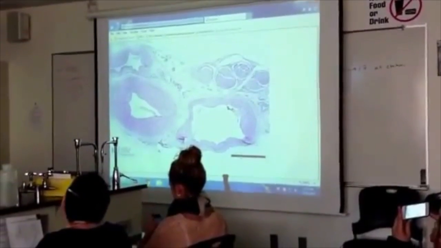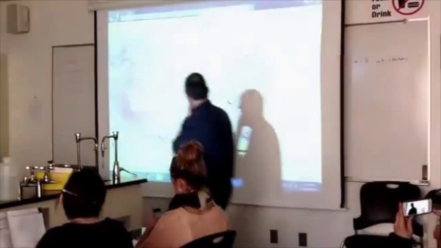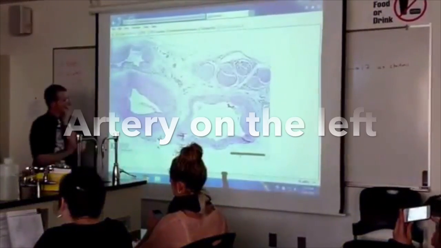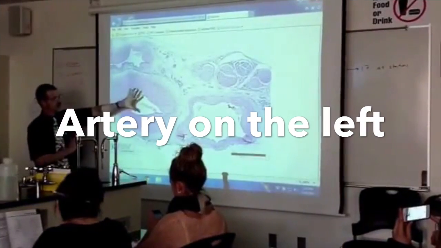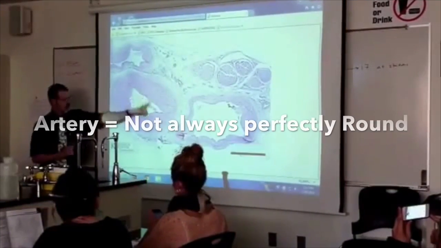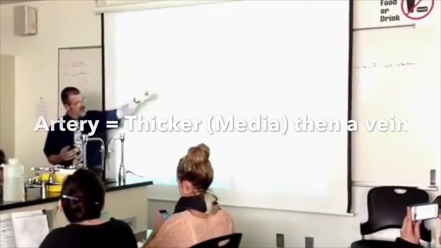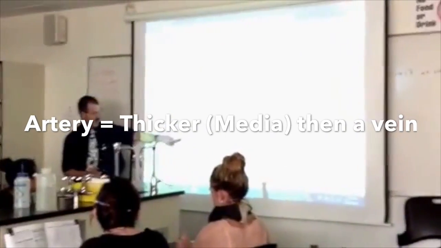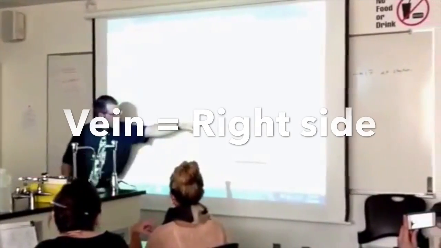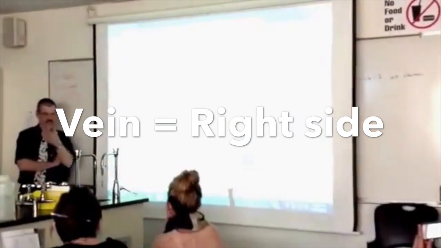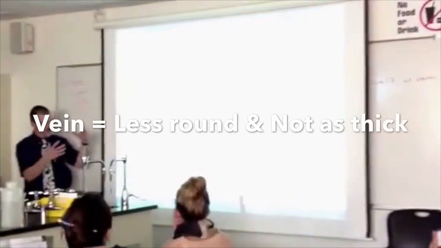Where's the artery? Big thing right by your face. This one? Yes. Well, it's not always perfectly round, but the trick is, it's rounder than this thing, and it's thicker. There's that media. This thing over here would be the vein. It's less round, not as thick.